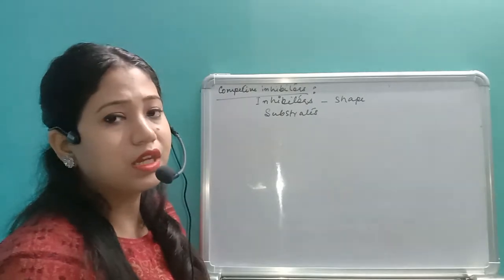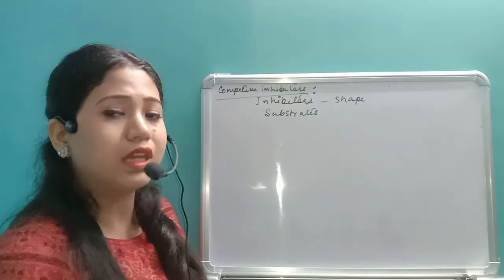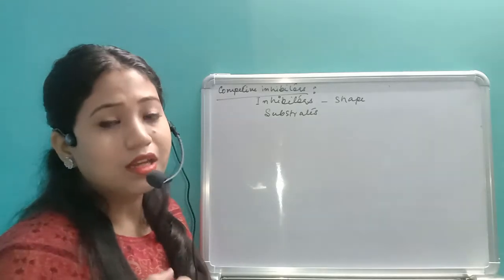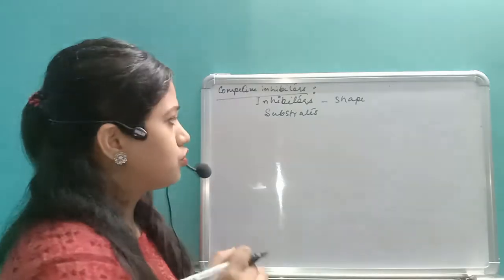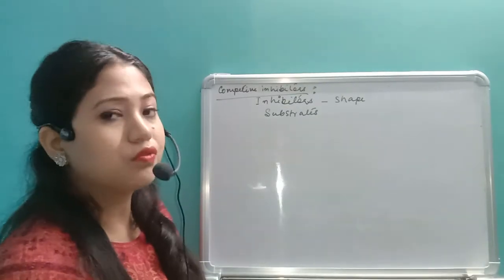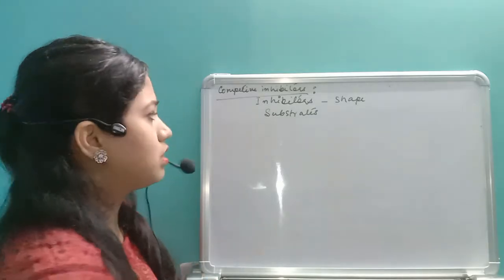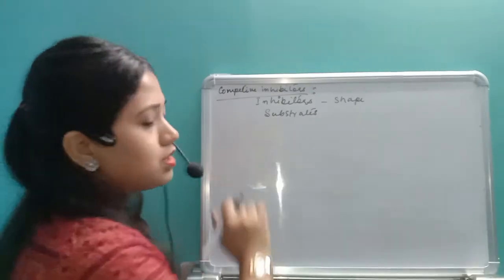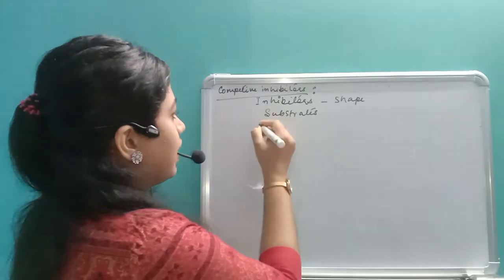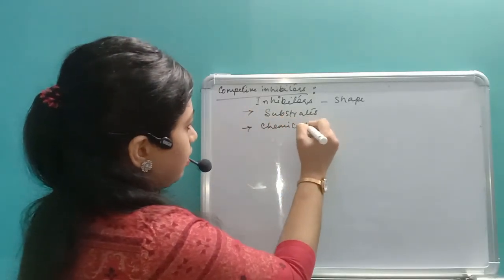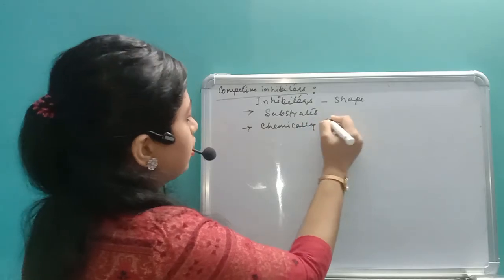There are two types of inhibitors, or two types of inhibition. One is competitive inhibition and another one is non-competitive inhibition. So in competitive inhibition, what is it? See, some of the inhibitors are present. Those inhibitors have the same shape as the substrate, but obviously they are different. They are chemically different molecules.